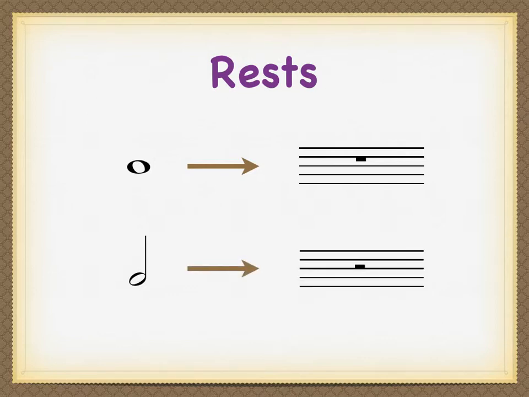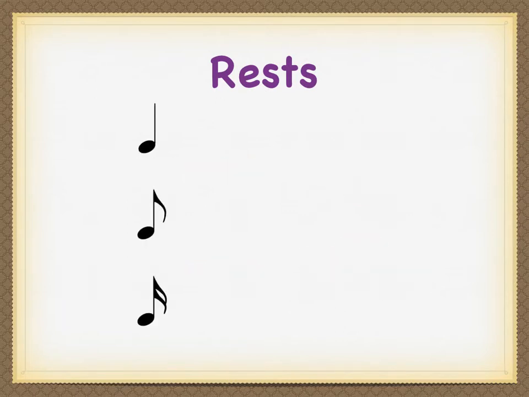Although they look very similar, if you look carefully you will notice that the semibreve rest hangs down from the 4th line of the stave, whereas the minim rest sits on top of the 3rd line of the stave. Crotchets, quavers and semiquavers each have their own matching rests.